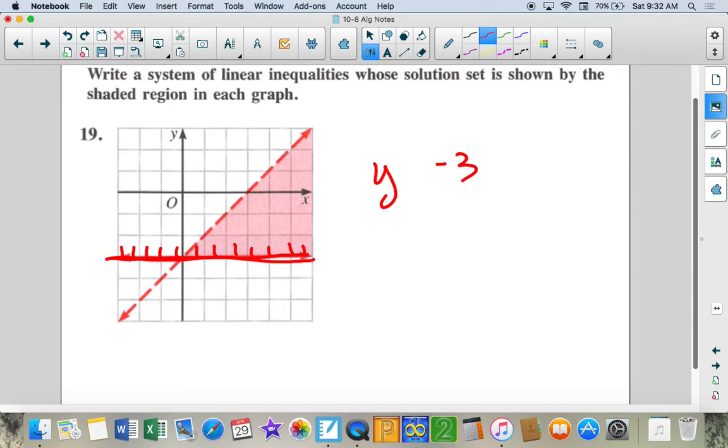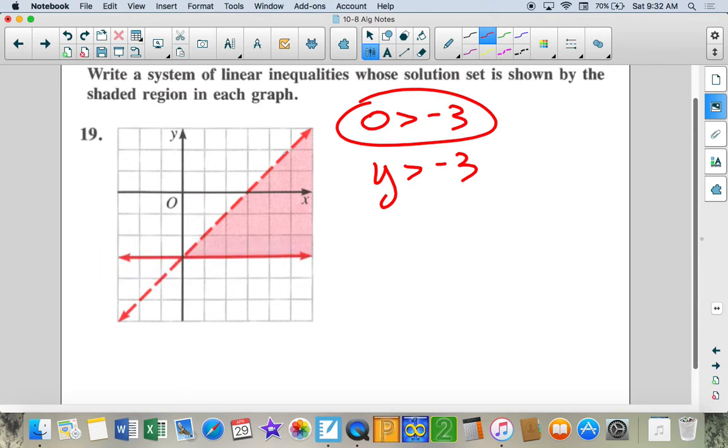So I know that 0, 0 is true. So if I plug in that point, 0, 0, I have to make this statement true. What makes this statement true is a greater than sign. It is a solid line, so I know that it also has to have an equal sign. So the first equation is going to be y is greater than or equal to -3.